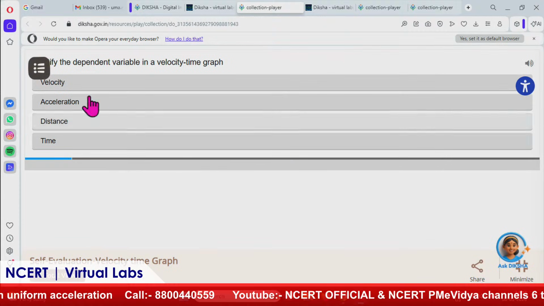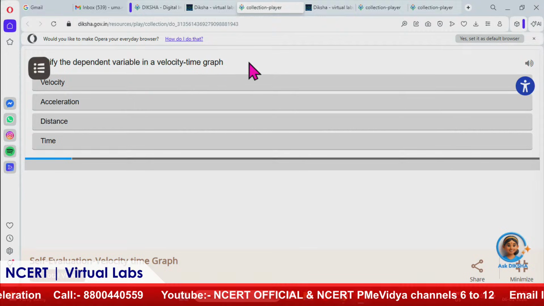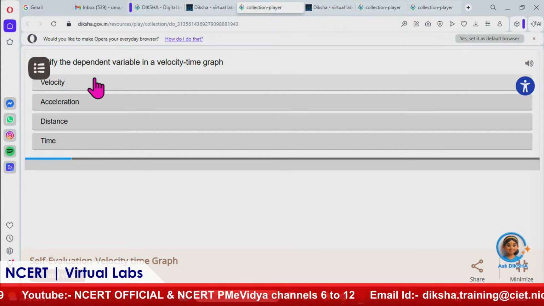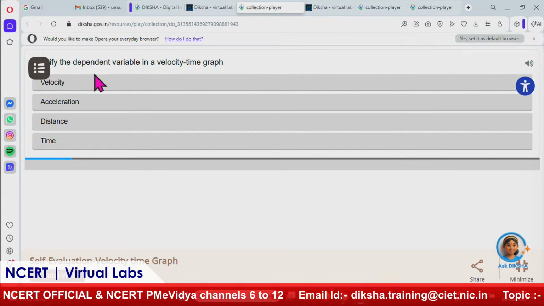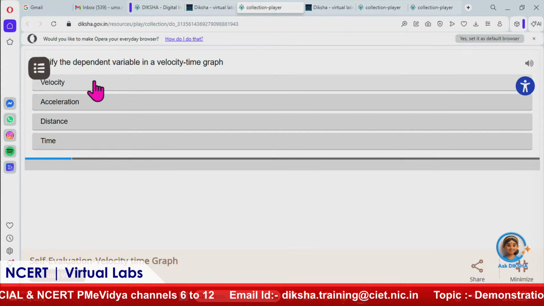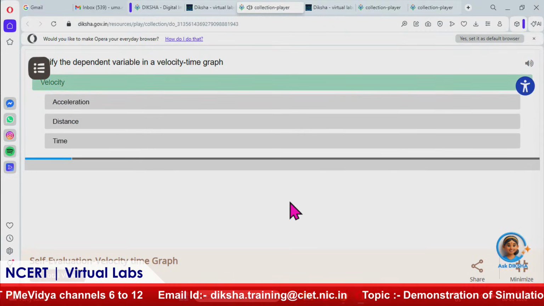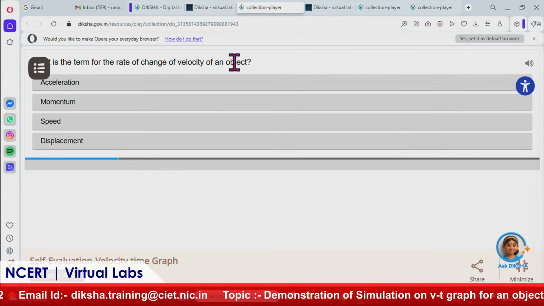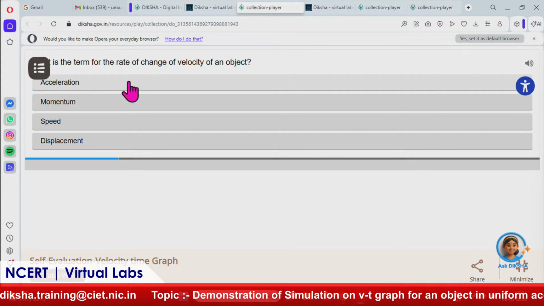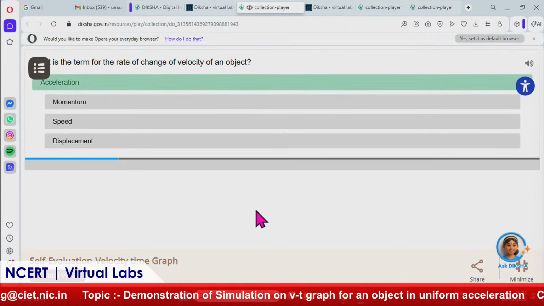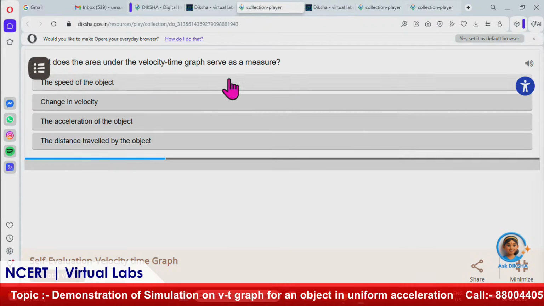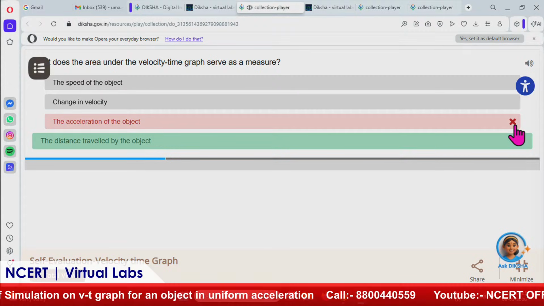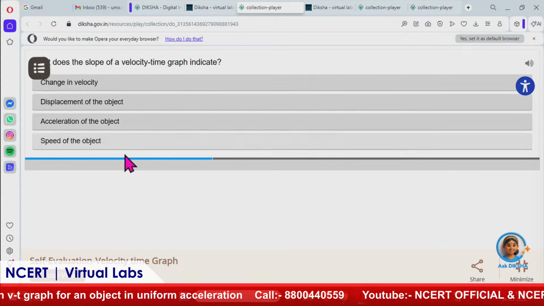Verify the dependent variable in the velocity time graph. The dependent variable is always on the y-axis, because it depends on the x value, like at t1 how much velocity it has reached. So in this way we will do the evaluation. What is the term for the rate of change of velocity of an object? As I mentioned, it is acceleration. So we can give the answer immediately. Then we will do a wrong answer also. Let it be wrong. This is wrong, so immediately it gives the correct answer also, in blue color.